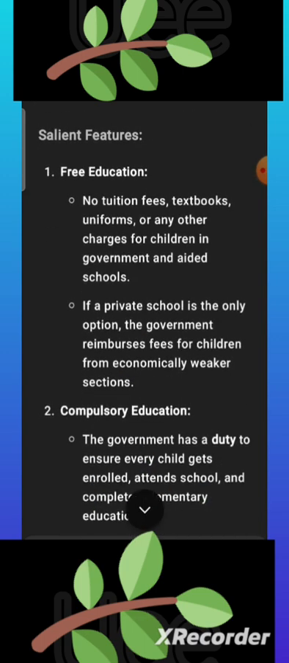Salient features of RTE. Free and compulsory education. Free means no child shall be liable to pay fees or other charges. Compulsory means it is the government's responsibility to ensure children get education. No tuition fees, textbooks, uniform or any other charges for children in government and aided school. If a private school is the only option, the government reimburses fees for children from economically weaker sections.